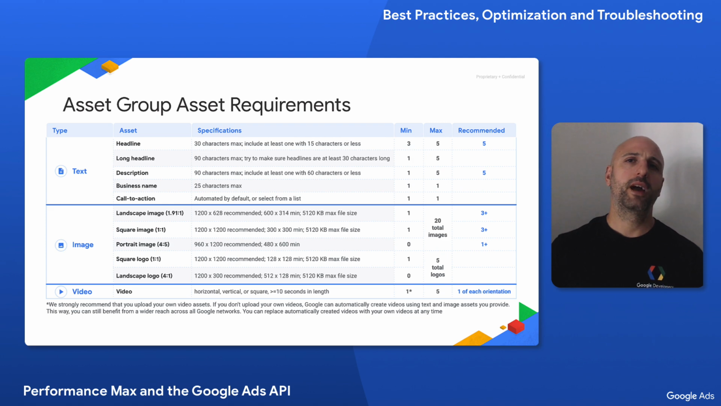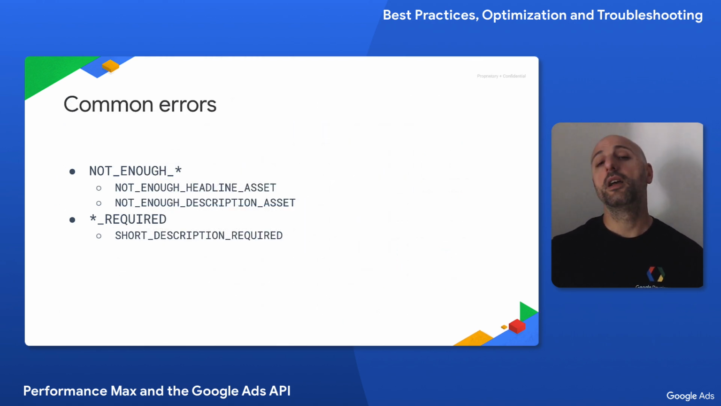So while we recommend getting as close as possible to the upper limit, trying to create an asset group that is outside of these ranges will lead to an error indicating which of the requirements your asset group is not satisfying. For instance, if your asset group has less than 3 headline text assets, you will receive a not enough headline asset error. And if your asset group has enough description text assets, but none of them is under 60 characters, you will receive a short description required error.